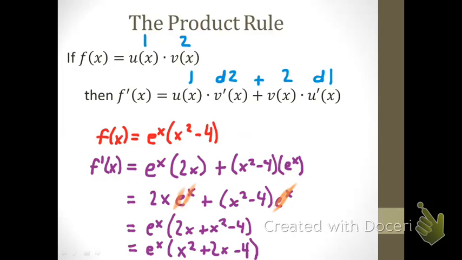All right, so the way you find the derivative of a product is you multiply the first function times the derivative of the second, and then add the second function times the derivative of the first. Let's see another pair of examples.